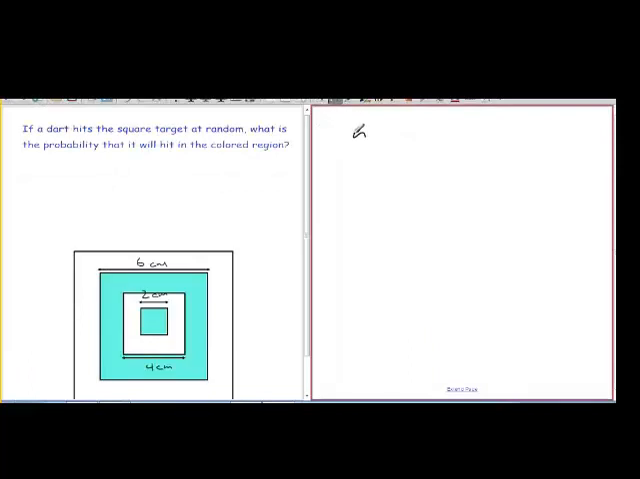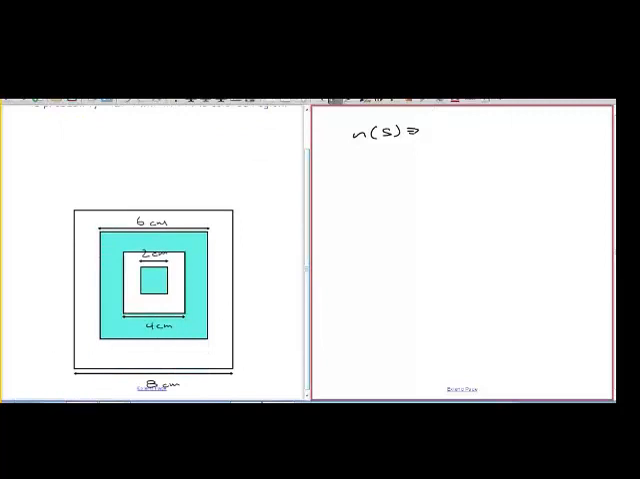So in this case, we're not counting, but we're calculating an area. The equivalent of the size of the sample space is going to be equal to the area of the outside square. So that's 8 centimeters times 8 centimeters, which is 64 centimeters squared. So that's this total area.